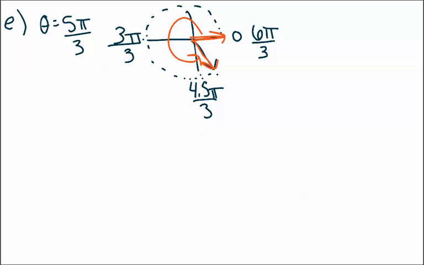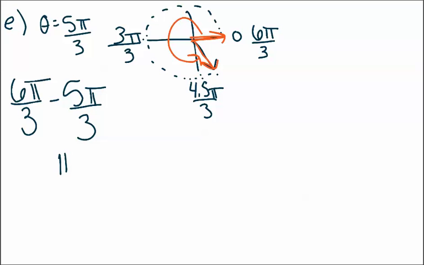Since it's in that fourth quadrant, we're going to take all the way around the circle, 360 degrees, minus 5 pi over 3. So I'm going to take 6 pi over 3, and I'm going to subtract 5 pi over 3. I'm going to see that my reference angle, how far I have to go until I get to that x-axis, is pi over 3 more, or that's 60 degrees.